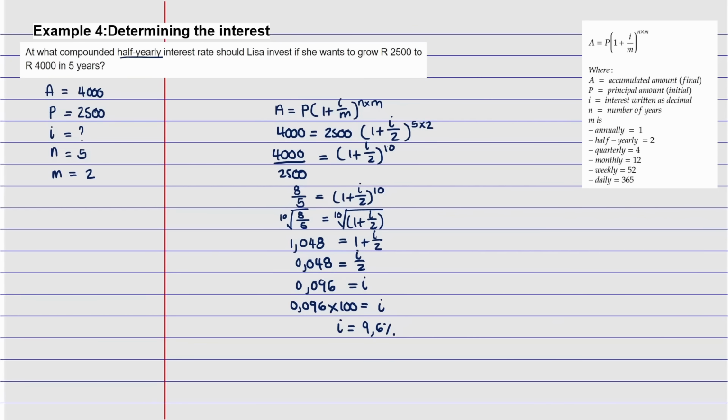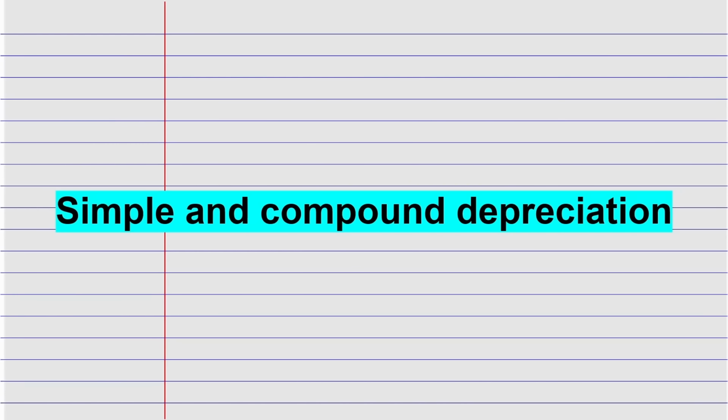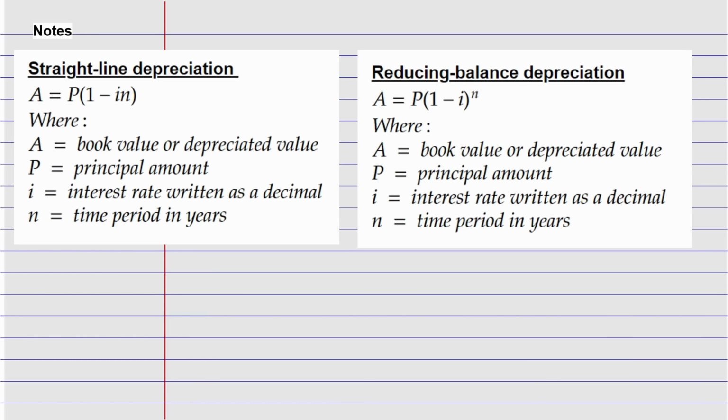So now we're going to move to simple and compound depreciation, right? These are the two formulas and these are the two important words that you need to keep in your head, right? The minute they say determine the depreciation using a straight line, remember that this is the formula you need to use. And when they say reducing balance, finding the depreciation, meaning the value of something going down, this is the formula that you're going to use, right?